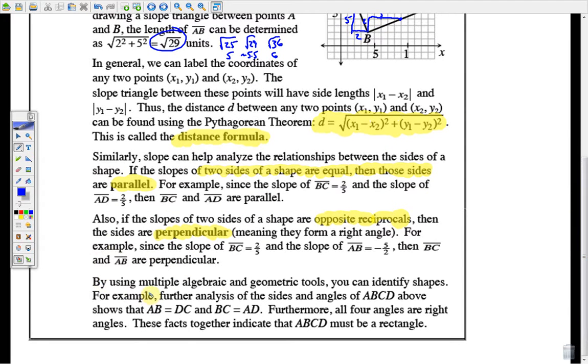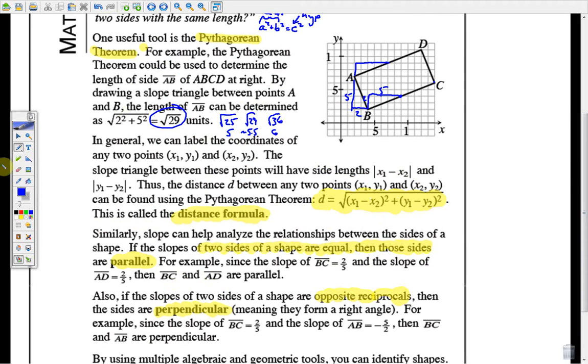Okay, by using multiple algebraic and geometric tools, you can identify shapes. For example, further analysis of the sides and angles of ABCD above show that AB equals DC and BC equals AD. Furthermore, all angles are right angles. These facts together indicate that ABCD must be a rectangle. So because opposite sides are congruent and all the angles are right angles, this shape must be a rectangle, which we can't be 100% sure of until we test it out.